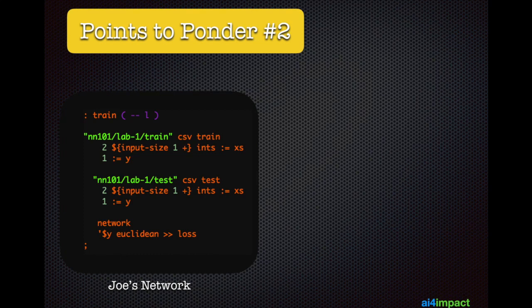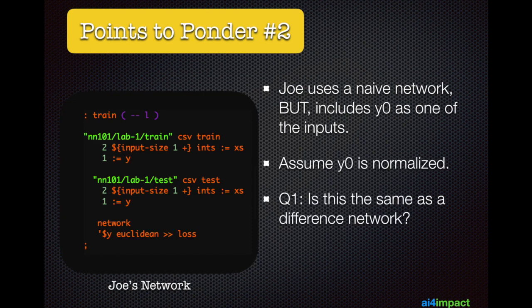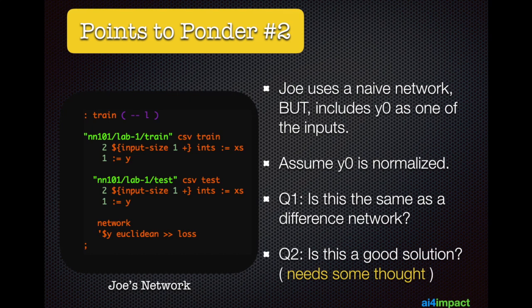Let's say Joe has a network. Joe's network does not explicitly show Y0. Instead, what Joe has done is to fold in Y0 as one of the inputs in his input vector X. Let's assume everything is normalized. The question, is this equivalent to a difference network? And the second is this a good solution? Now, both questions need some thought, and I'd like you to discuss them in your groups.